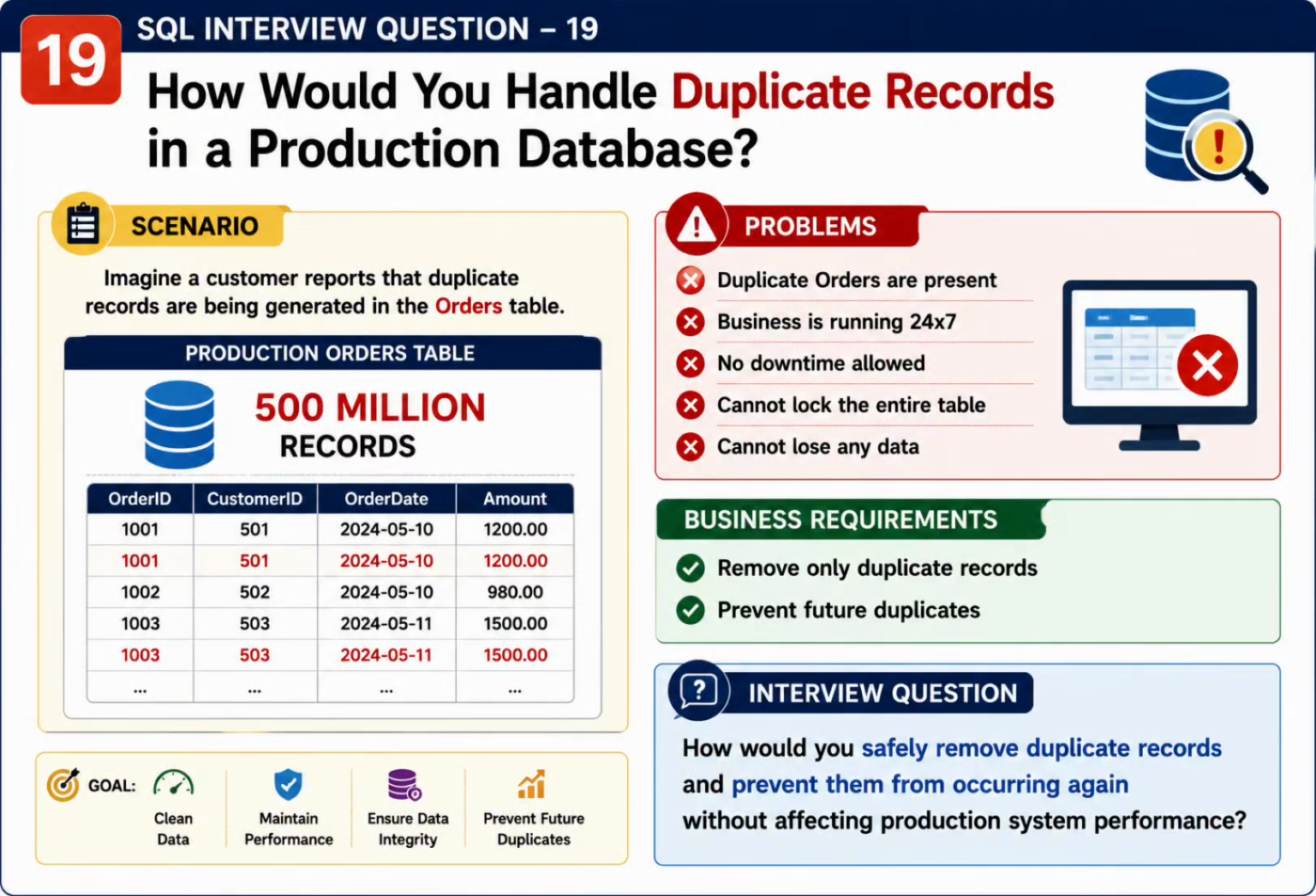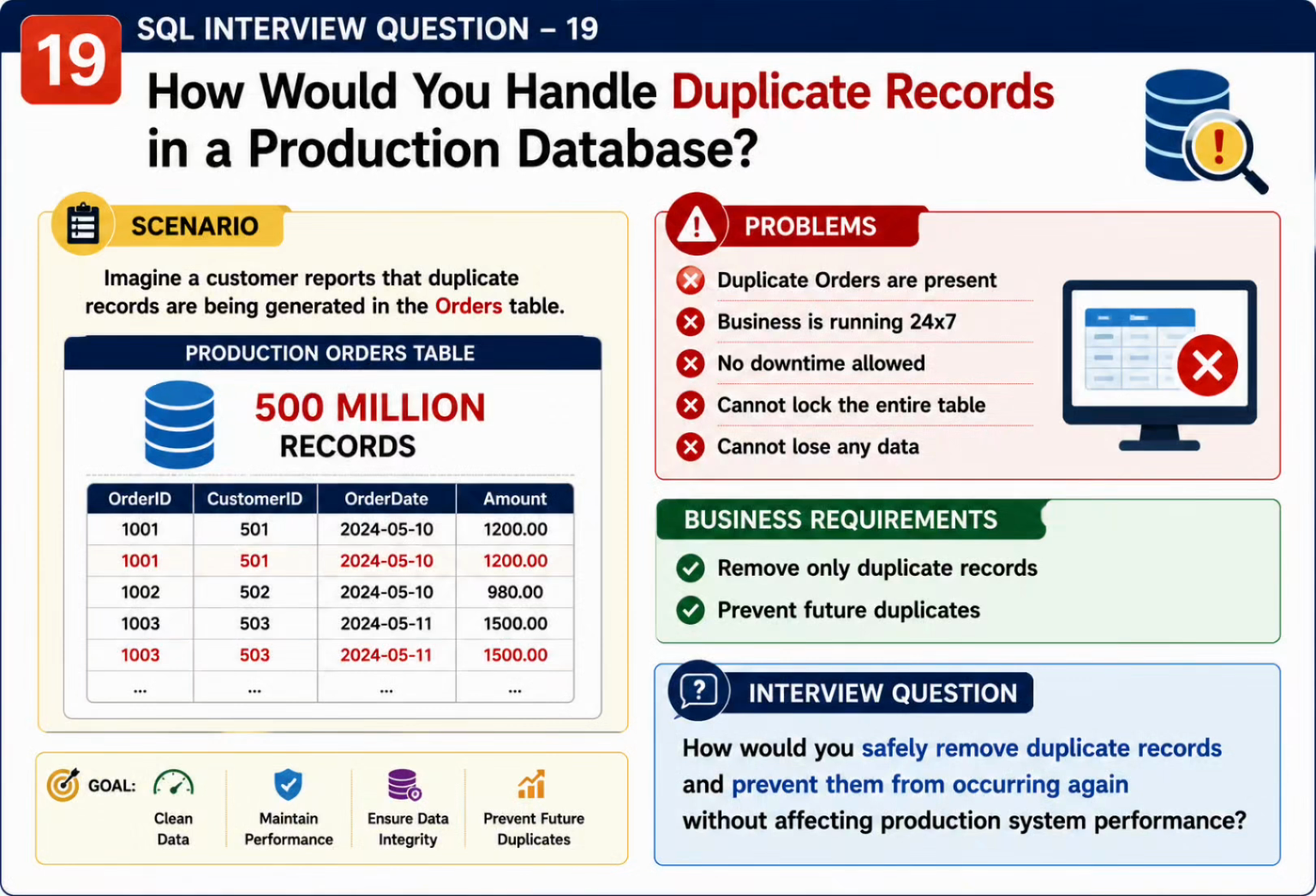Hello everyone. Today's SQL interview question is: how would you handle duplicate records in a production database? This is a very common question asked for 10 plus years experienced SQL developers, especially in banking, healthcare, telecom and e-commerce projects. So the interviewer is not checking whether you know the ROW_NUMBER function. They are checking whether you know how to safely handle duplicate records in a live production environment.